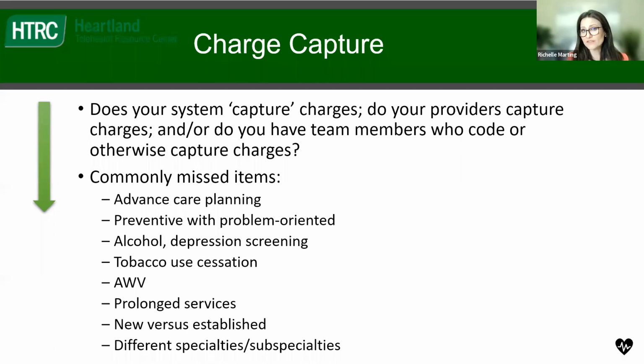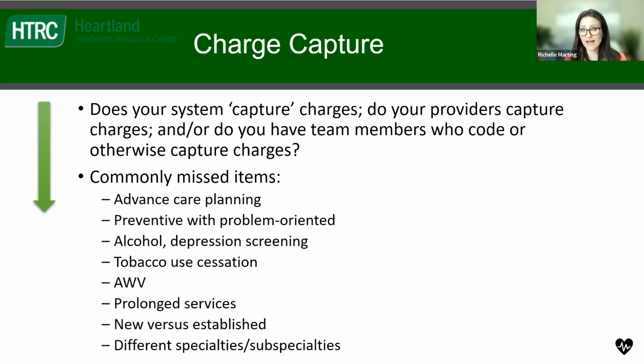If these are provider selected, the provider documents the note and identifies, this is my level of service. I also did these screening items that might be additional charges or prolonged services. Or do you have coders or other team members that manually capture the services that have been provided to enter them into a billing system?